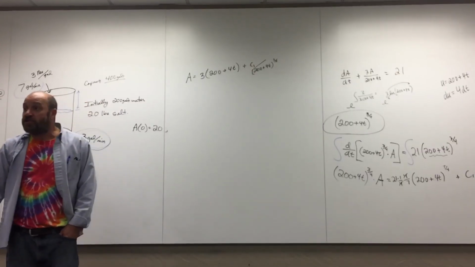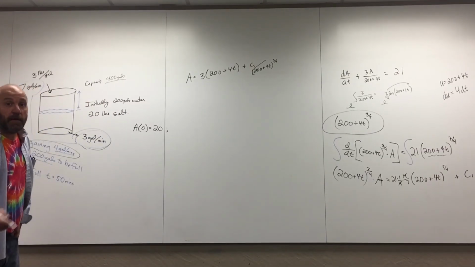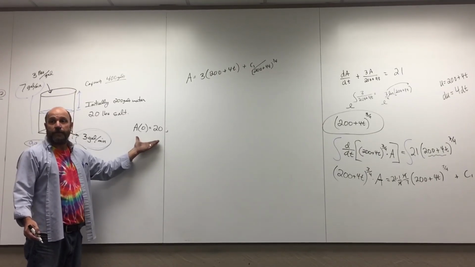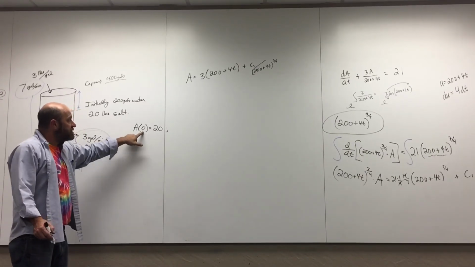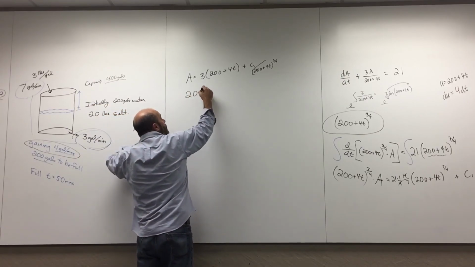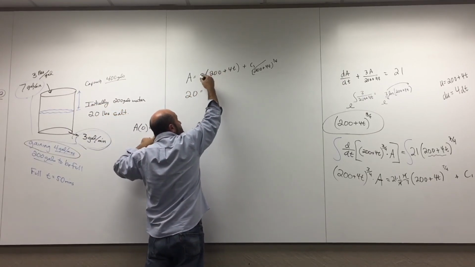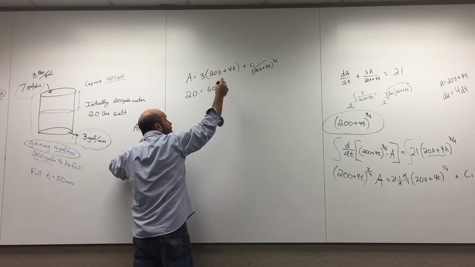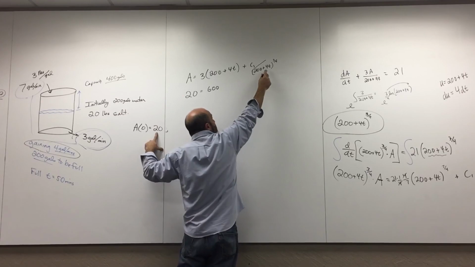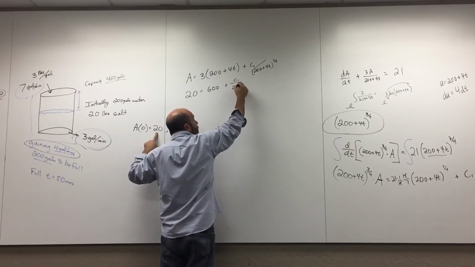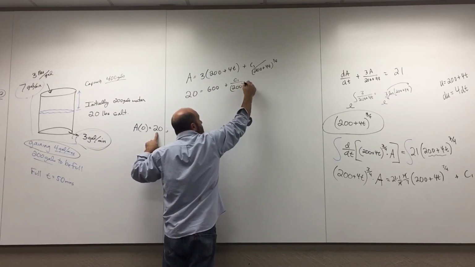My initial condition should help me find C1. You plug in a 0, you should get 20. If I plug in a 0, this is a 600. You guys agree? Plug in a 0, 600? Yes. And plug in a 0 over there, and you get C1 over 200 to the 3/4.